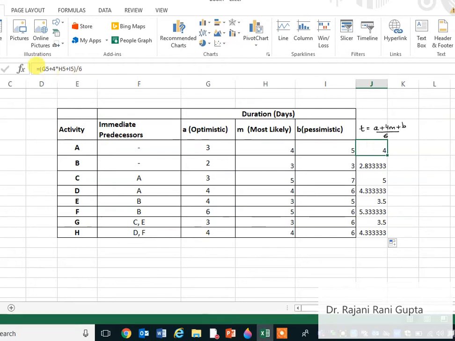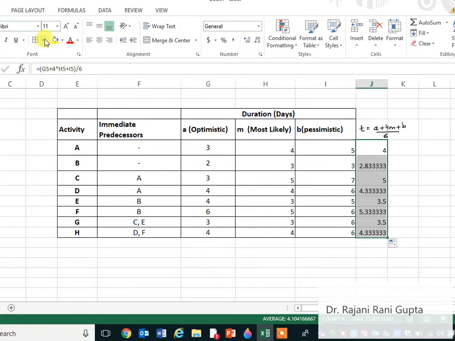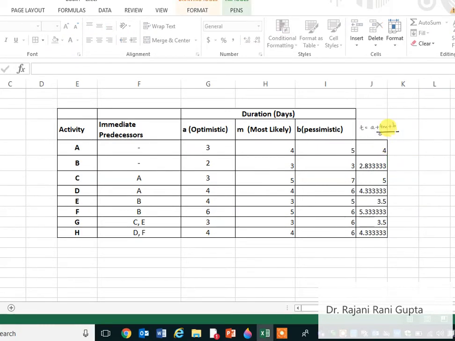So here the thing is that instead of writing the numbers 3, 4 and 5 here, you should select the cell. Then only this is possible. But if you write the numbers, then it is not possible. Okay, so for assignment purposes, it's okay. You can do the calculation like this. But when you are solving it on paper, you have to use the calculator for that.